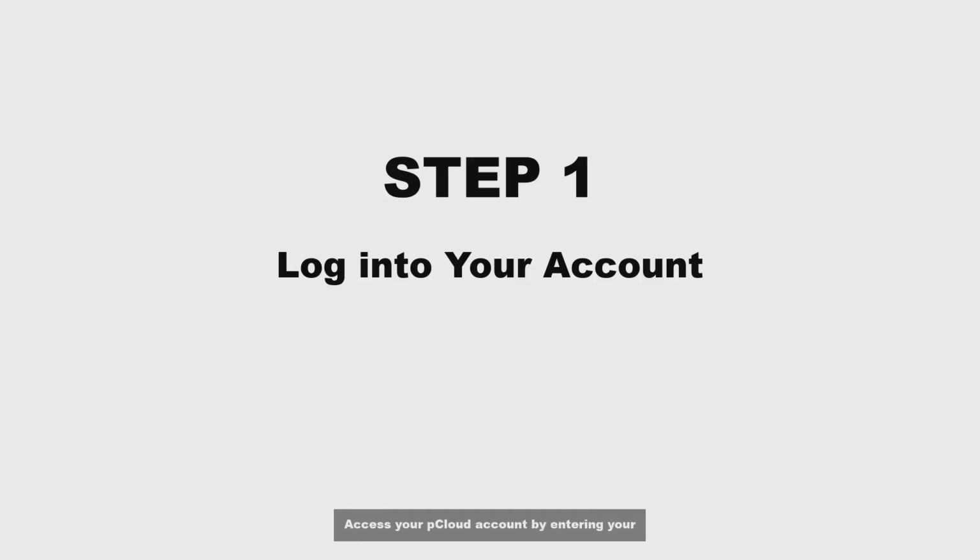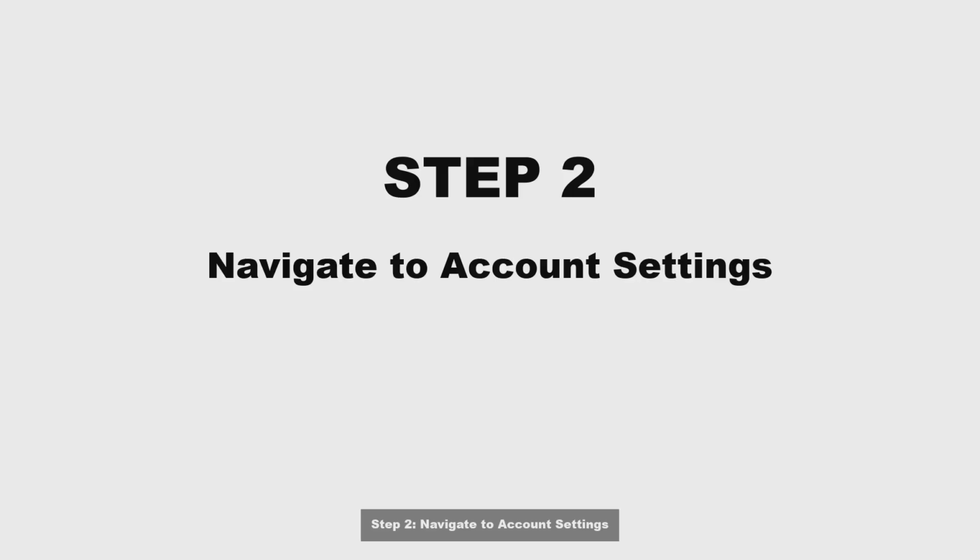Changing your payout method on pCloud is a straightforward process. Follow these steps to ensure your payment preferences are updated correctly. Step 1. Log into your account. Access your pCloud account by entering your username and password on the pCloud website. Step 2. Navigate to account settings.